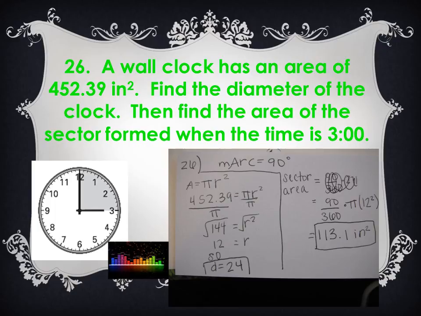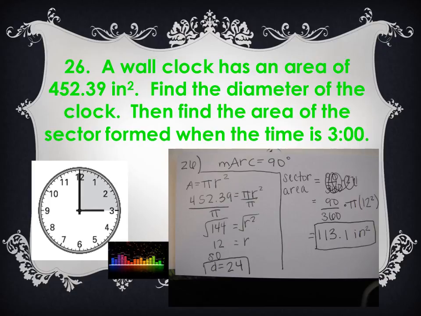I plug in 452.39 on the left side for area, and that equals pi r squared. I want to get r by itself, so I divide both sides by pi. I get approximately 144 when I do 452.39 divided by pi. So I have 144 equals r squared. To undo squaring, I need to square root both sides. Therefore, r equals 12. I know my radius is 12, but I want to find the diameter. So I need to multiply that by 2. My diameter equals 24 inches.